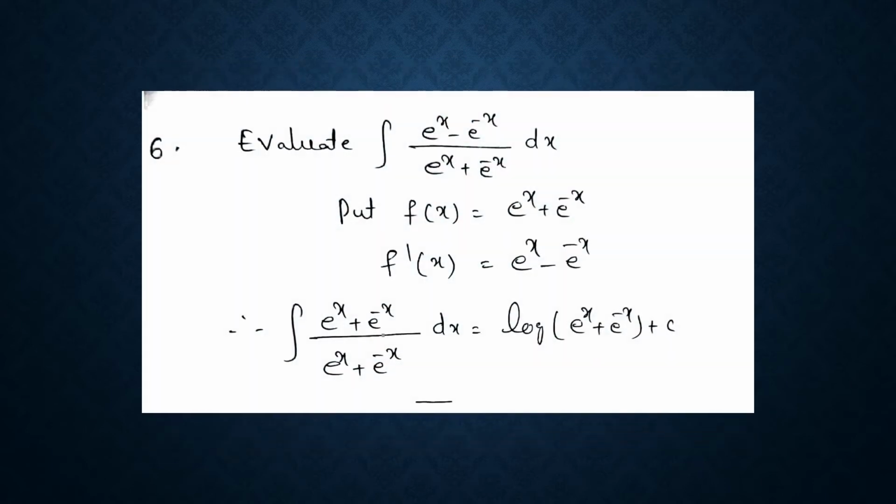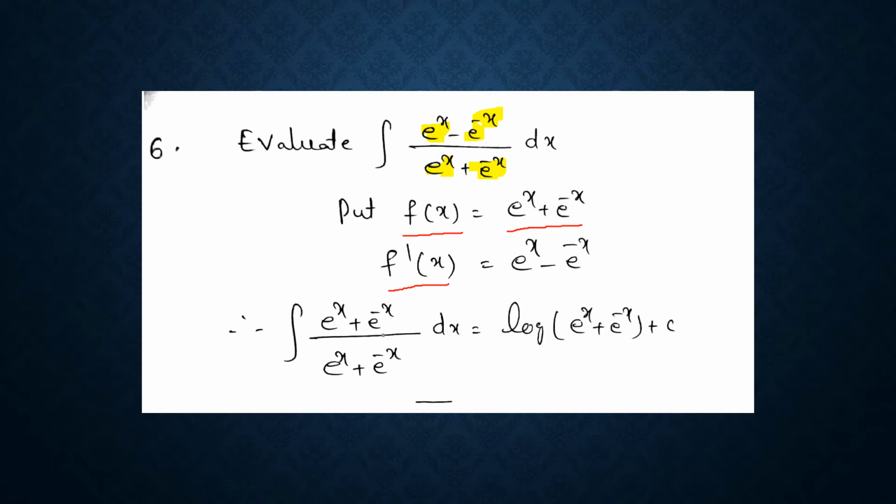Next, sixth problem. Evaluate integral e to the power of x minus e to the power of minus x divided by e to the power of x plus e to the power of minus x dx. We will check whether it is in the form of f dash x by f of x. Put f of x is equal to the denominator e power x plus e power minus x.